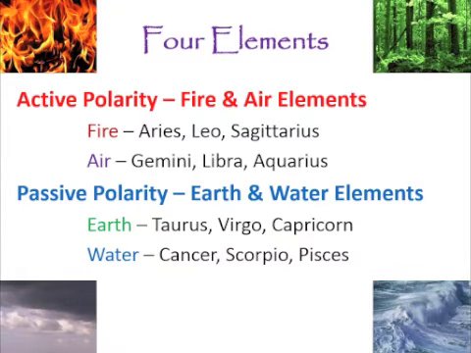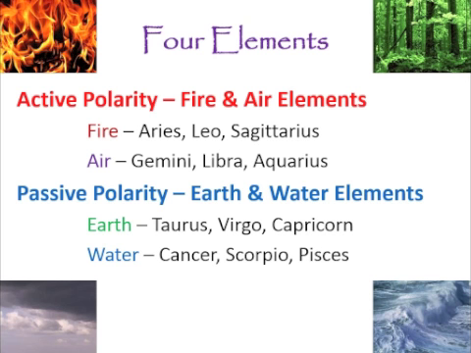Active, passive, active, passive. What turns out to happen is that the fire and air elements all match up with the active polarity of energy moving out from the center, and the water and earth elements all match up with the passive polarity or energy moving back towards the center. Now, as we go through each of the 12 archetypes, we'll see this. Active fire, active air, passive earth, passive water. We'll go through those one by one for you as well.